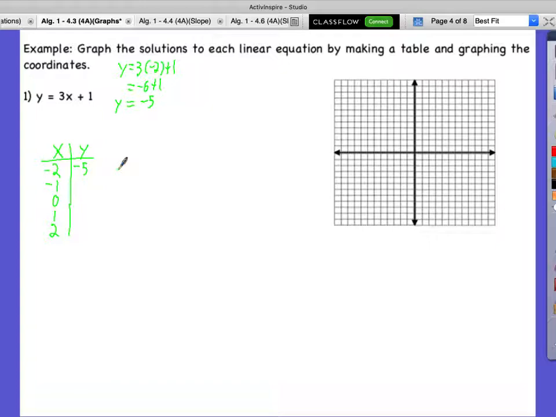And then we fill out the rest of the table like that. So we're going to take -1 and plug it in the same way. So we say y equals 3 times -1 plus 1. So 3 times -1 is -3. So y will equal -2.